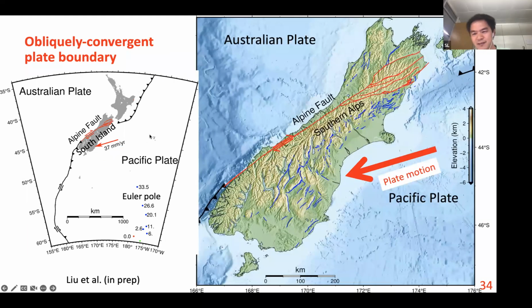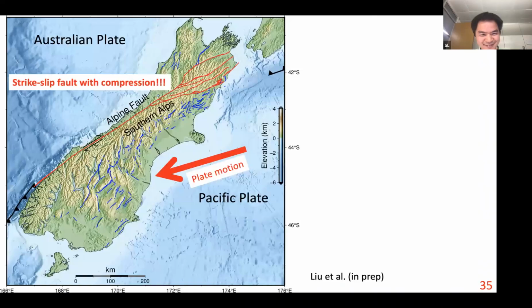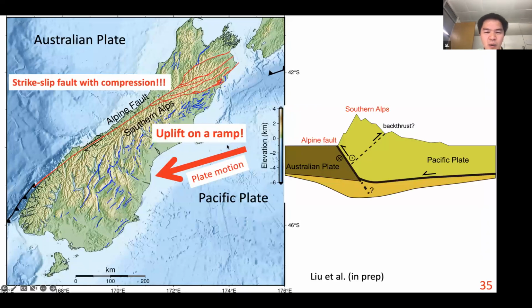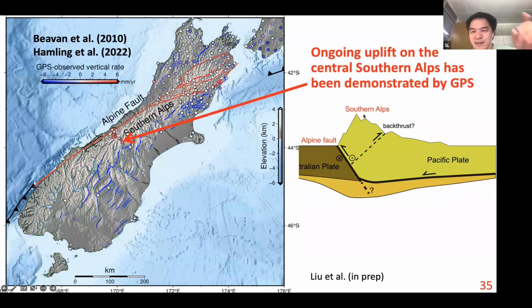So let's look at this figure. Here's the plate motion. That means the Alpine fault is a strike slip fault with compression. And to the southeast of the Alpine fault is the Southern Alps. Generally speaking, it is an uplift on a ramp that has led to the formation of the Southern Alps. Look at this figure, the right one. And the Southern Alps continue to rise, as demonstrated by GPS.